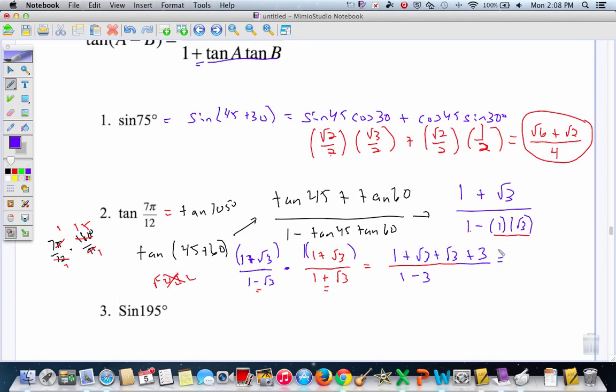Some more simplifying to do. In my numerator, I have 1 plus 3 to be 4. Square root of 3 plus square root of 3 is 2 square root of 3's. And then 1 minus 3 is negative 2 in my denominator. Notice that all of our terms could be divided by the negative 2. We could just distribute the negative 2 up top, and that would get me a negative 2 minus the square root of 3, for our simplified tangent answer: 2 minus the square root of 3.